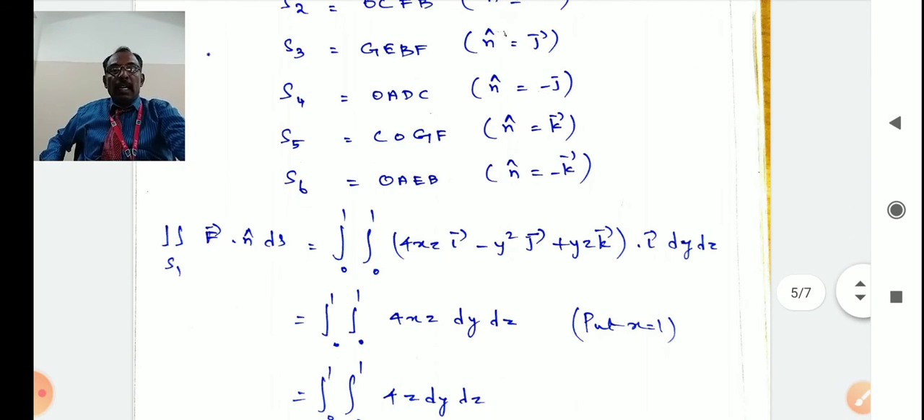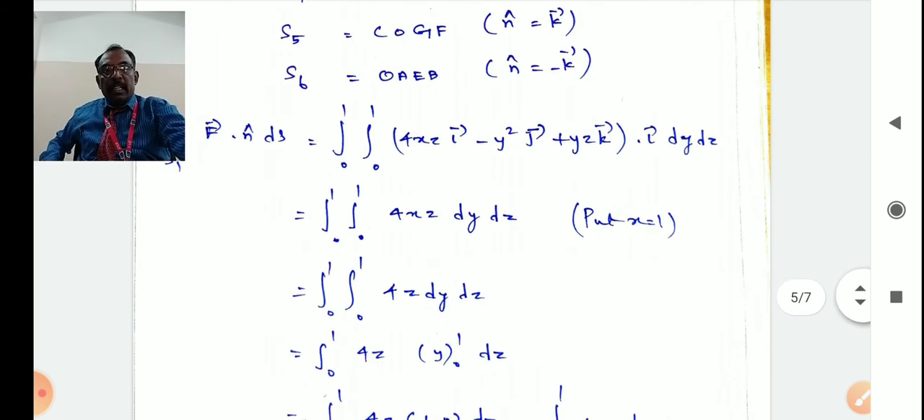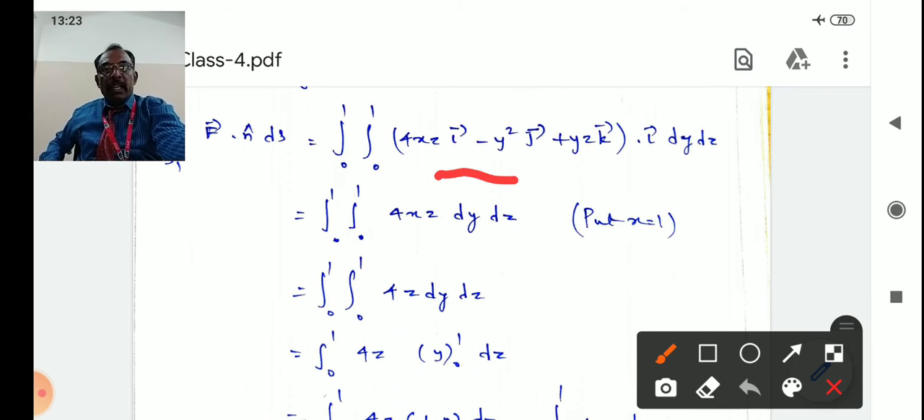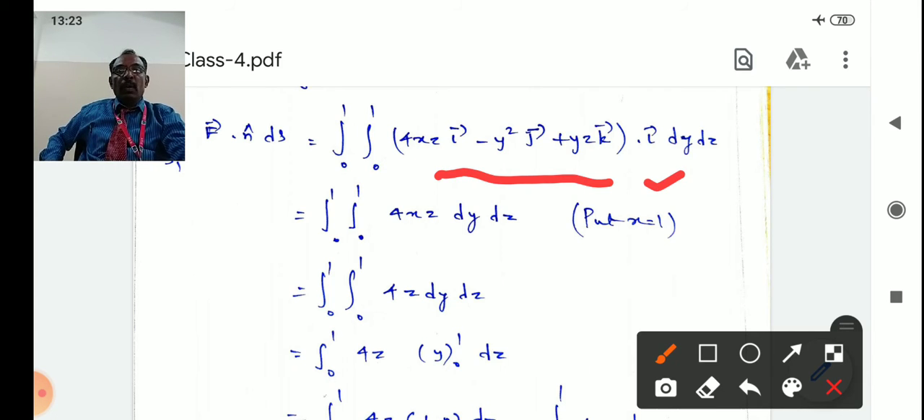So first I like to find the integral over S1. S1 equals f vector dot n cap dS. F vector is given in the problem, so f vector is replaced by the given vector. What is n cap in this problem? N cap is i vector. What about dS? dS means dy dz, because the S1 surface lies on the x-axis, so there is only the y-axis and z-axis, and we have to take dy and dz. The y limit of this problem is 0 to 1, and the z limit is also 0 to 1.